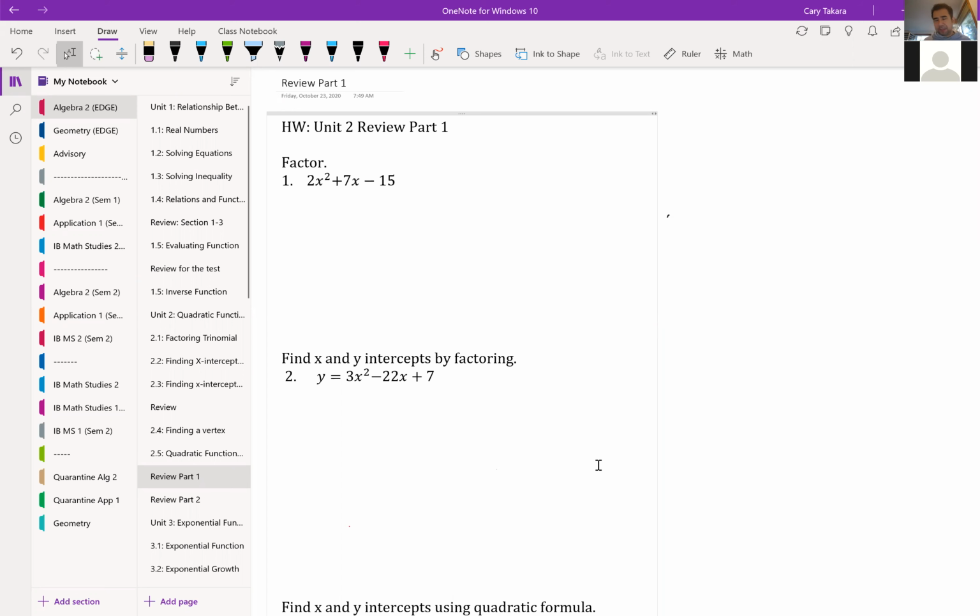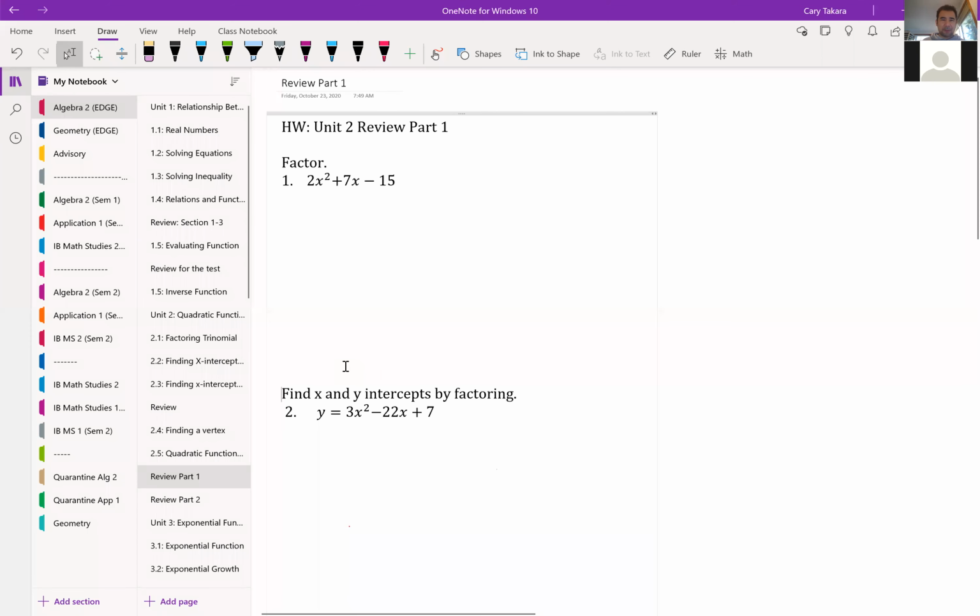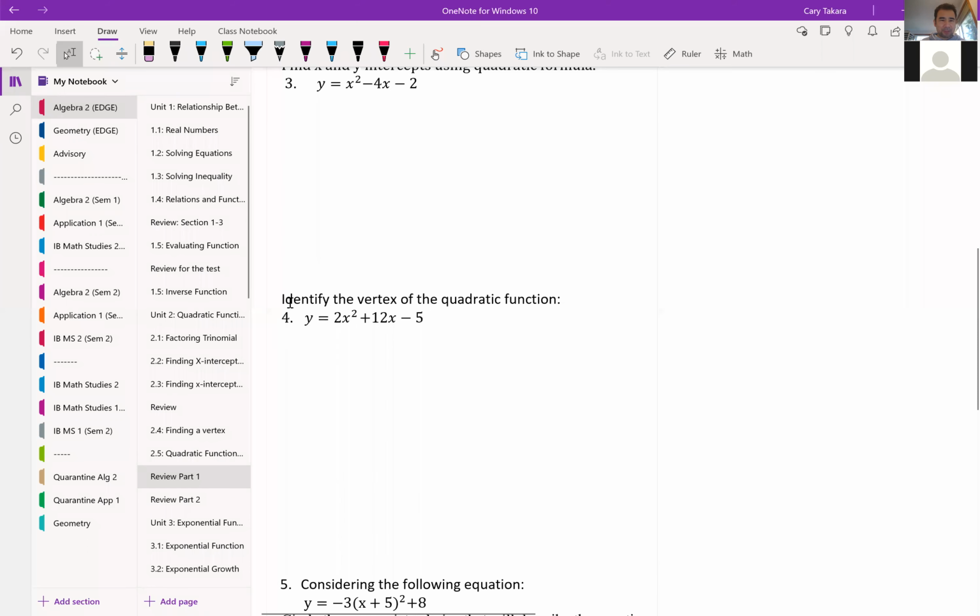So today's agenda is to go over a review of everything that we've done. And then I am planning on doing that again tomorrow. So we've got review part 1, and you are going to submit this at the end of the class. This is your homework for today, and we're going to do that all together as a class. And we will have another assignment, review part 2, tomorrow. It's going to be about the same.